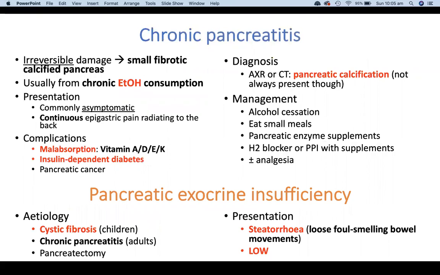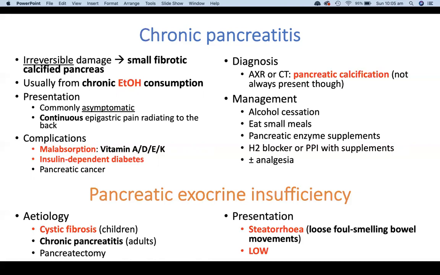So chronic pancreatitis, the main cause is alcohol consumption. And they're usually asymptomatic. There are two complications. If you think about the pancreas, you have your endocrine as well as your exocrine functions. Your exocrine will give you malabsorption, so all your enzymes and stuff. Your endocrine will give you diabetes. So those are things to remember.